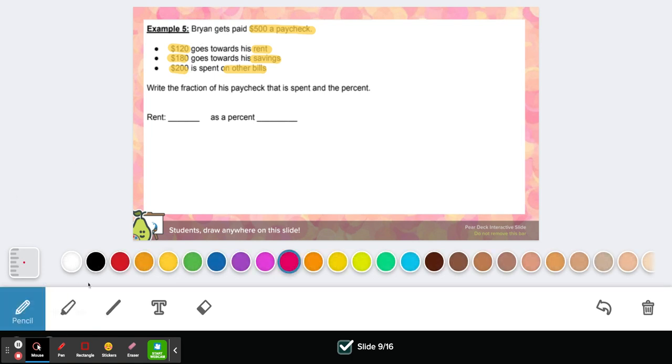So we really need to understand what are our parts and what are our totals. So this is my total amount that I'm getting paid, or Brian's getting paid. And this is what he does with his paycheck. So he does a couple things to it, and these are his parts. Okay, so again, I'm going to write my part, P-A-R-T, over my total.